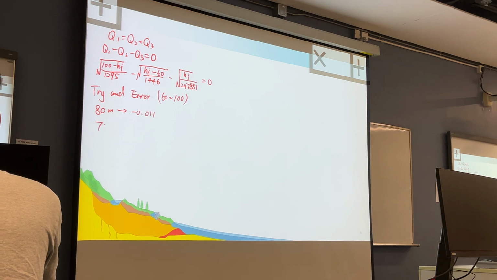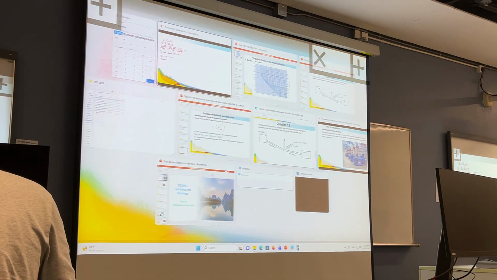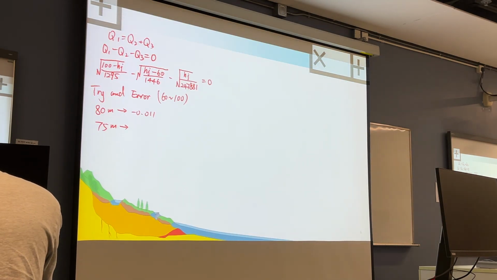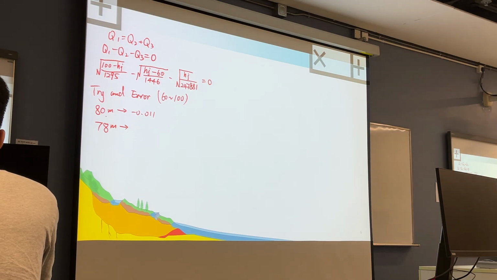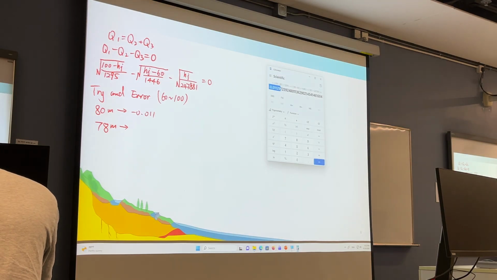For example, 75 meter. Or because I already worked it out, okay, so we try 78, okay, 78. Now, I think that in your hand calculator you can modify the 80 with the 78, okay, but here we need to input again.